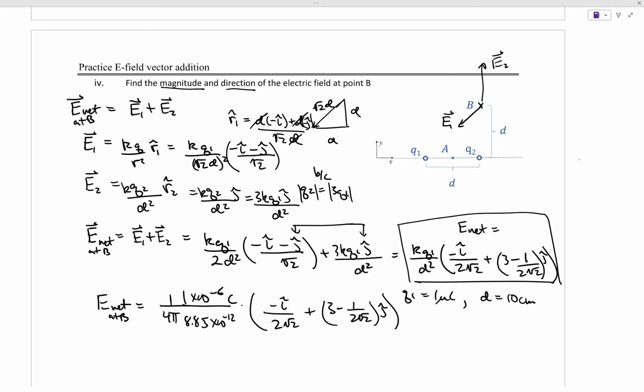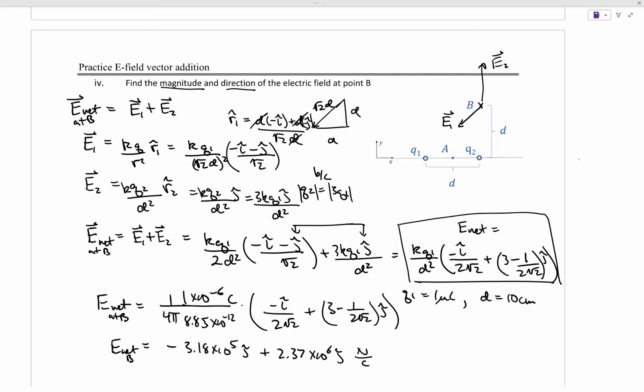So all I'm trying to say here is that you can put in all your numbers and compute what these values would be, and you'd find that this would be negative 3.18 times 10 to the 5th newtons per coulomb in I hat, and positive 2.37 times 10 to the 6th newtons per coulomb in J hat. Okay.